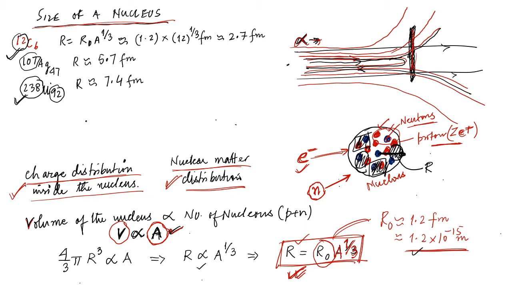But if we go from lighter to heavier nuclei, the radius of the nucleus goes from 2.7 Fermi to 7.4 Fermi.